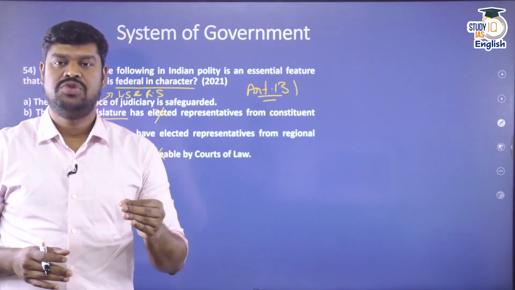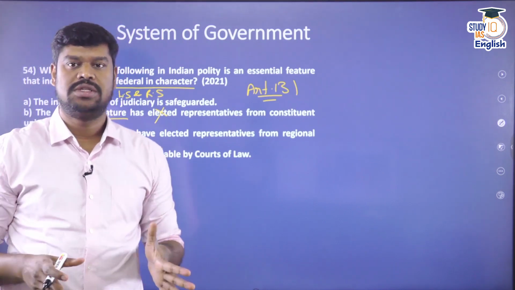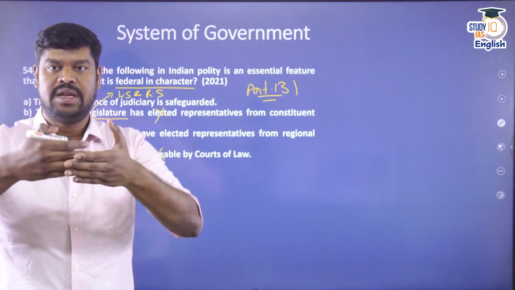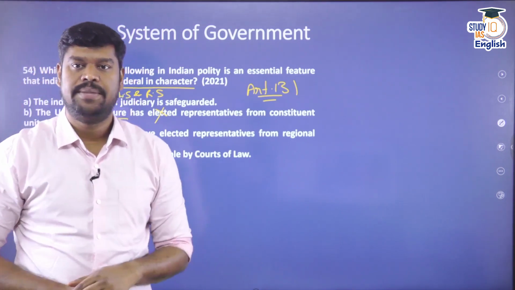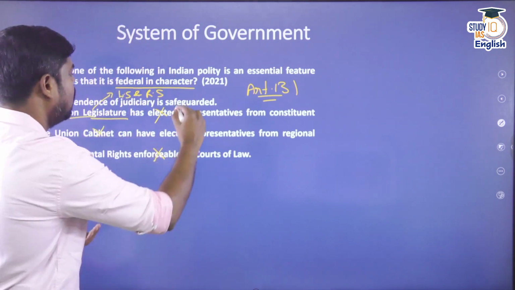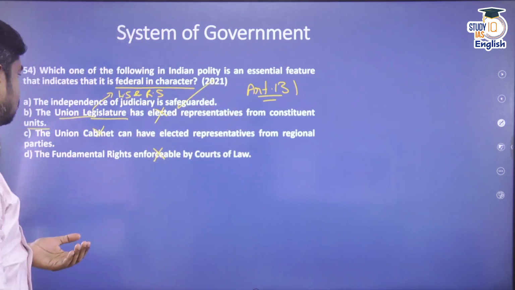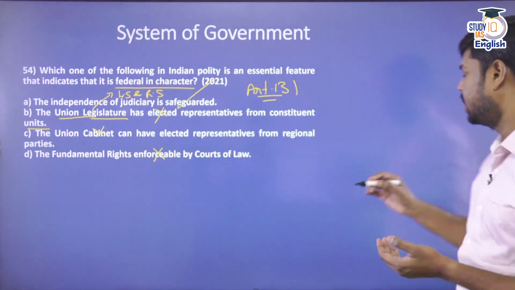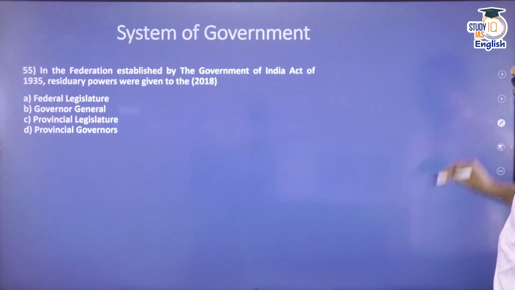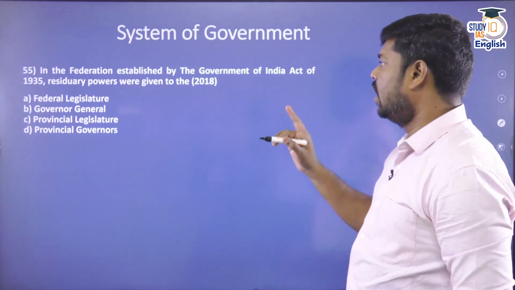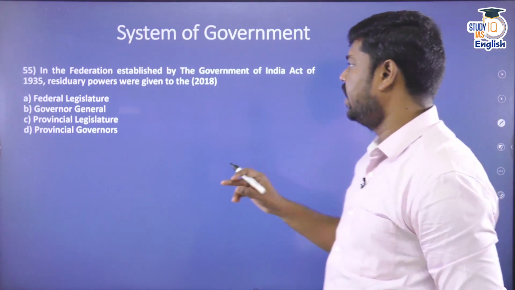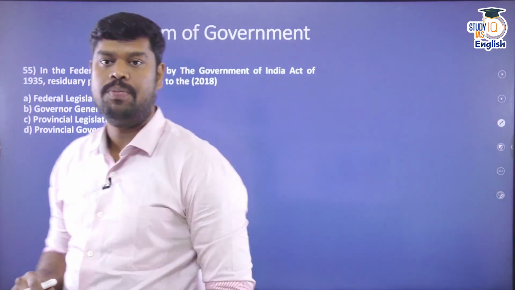So the independence of judiciary ensures the federal political system, or to put it in other words, if you say that federalism exists, then to maintain federalism, you need to preserve the independence of the judiciary. Okay. So the right answer is option A. That is the right answer. Come to the next question. In the federation established by the Government of India Act 1935, the residuary powers were given to whom?